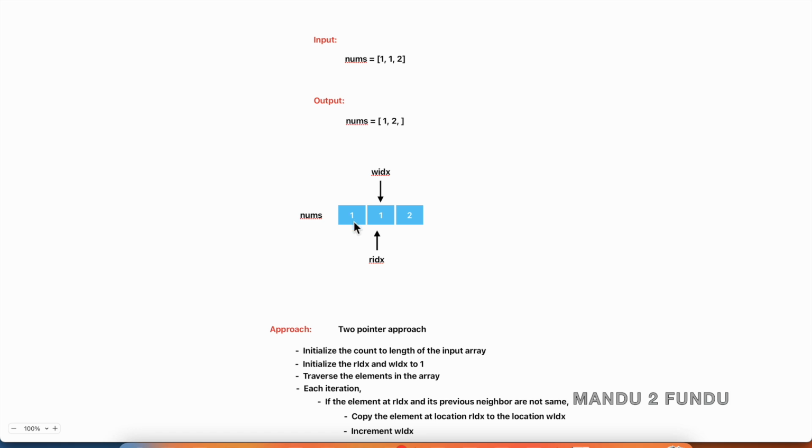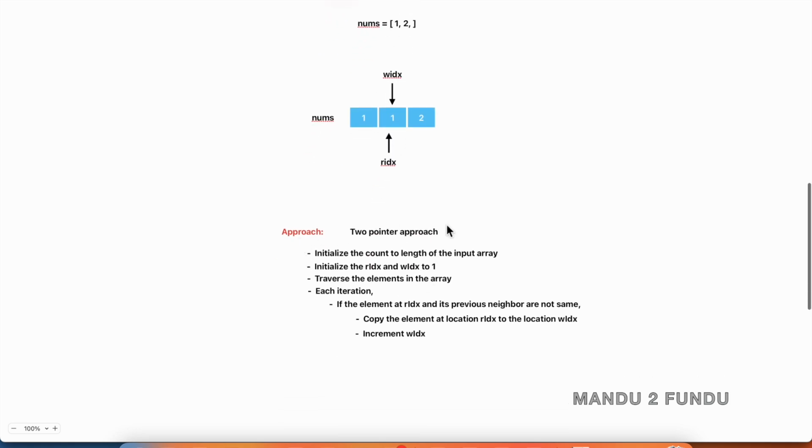If they are not equal, then the element pointed to by the read index will be copied to the location pointed to by the write index, and then we have to increment the write index. So we repeat this process until we traverse all the elements using the read pointer. When we complete the traversal, the write index will give us the total number of unique elements present in the output array. So that's what I have written here.